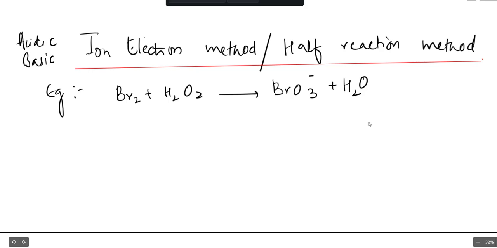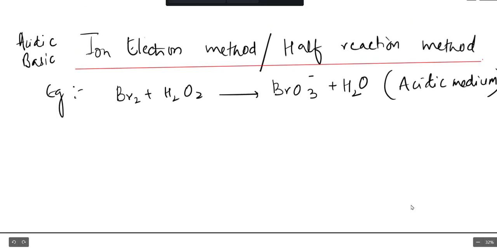So in the exam, your teacher will just mention it on this side. She will say you need to balance in acidic medium. She'll be telling like this. So you need to follow the procedure, right? For acidic medium, we'll be adding H plus ions, and for the basic medium, OH minus ions. Now let's start.